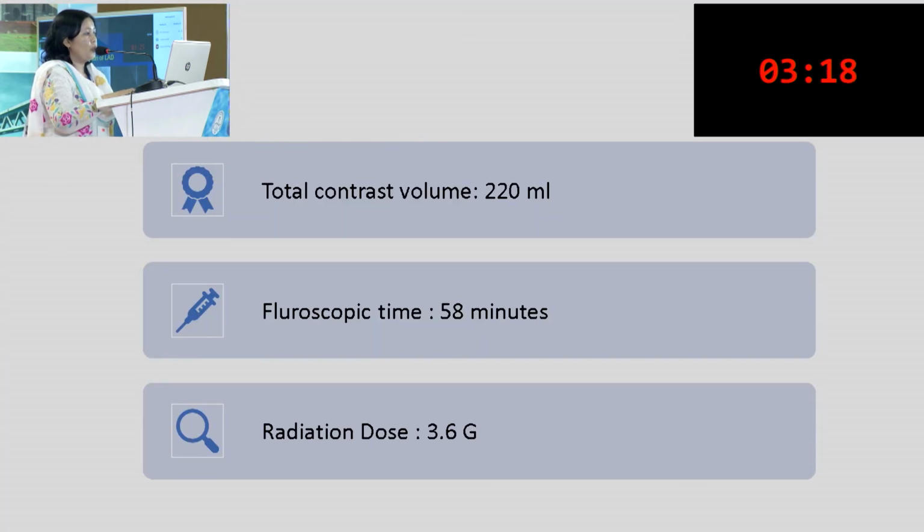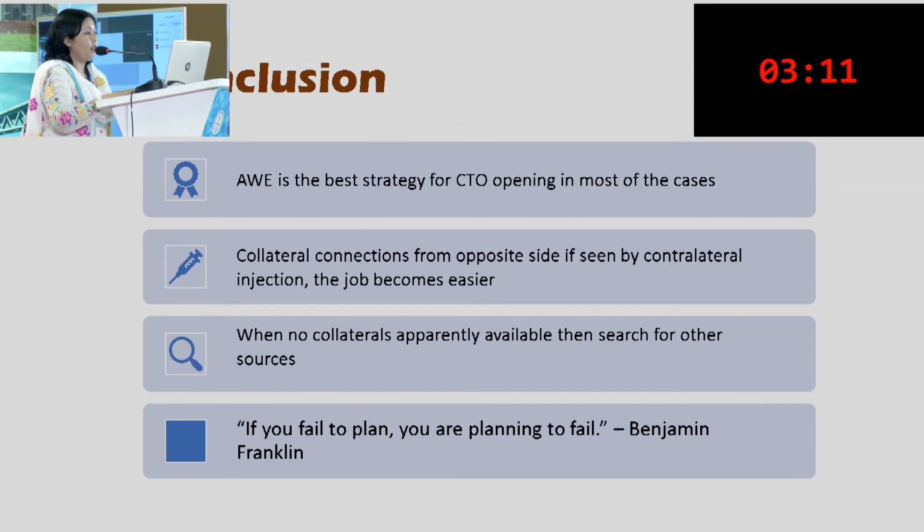Whole procedure took 220 ml contrast volume with fluoroscopic time 58 minutes and radiation dose was 3.6 gray.